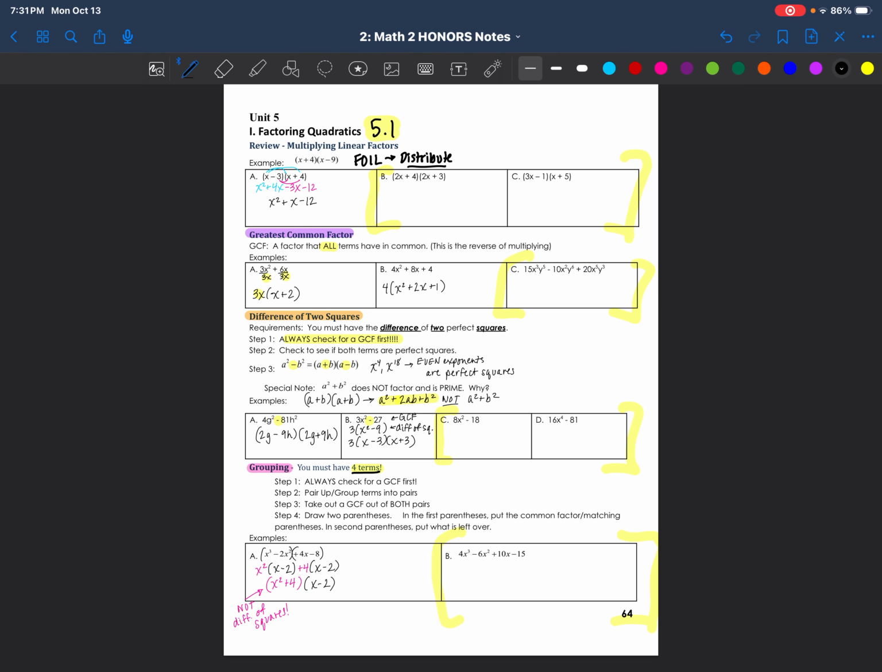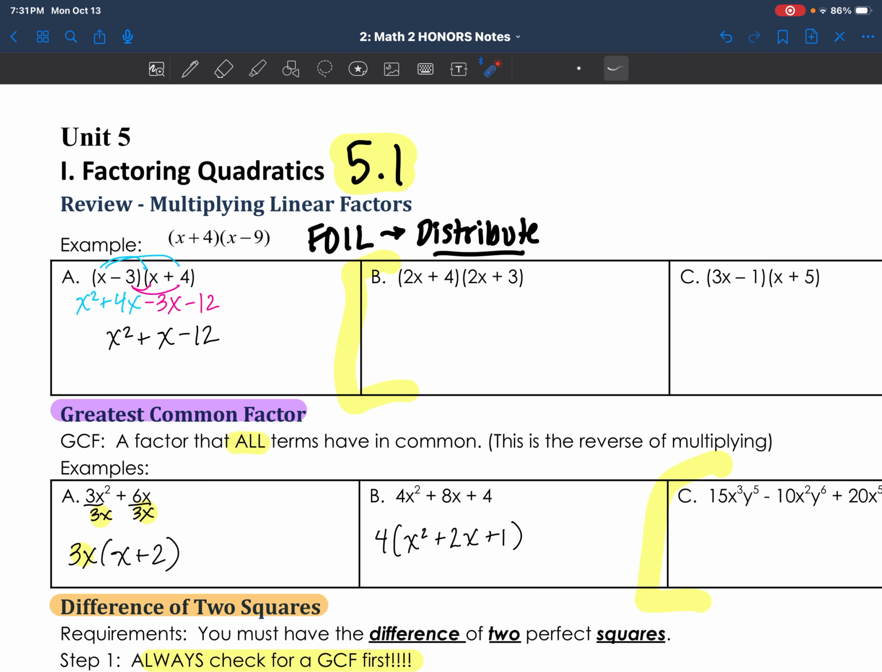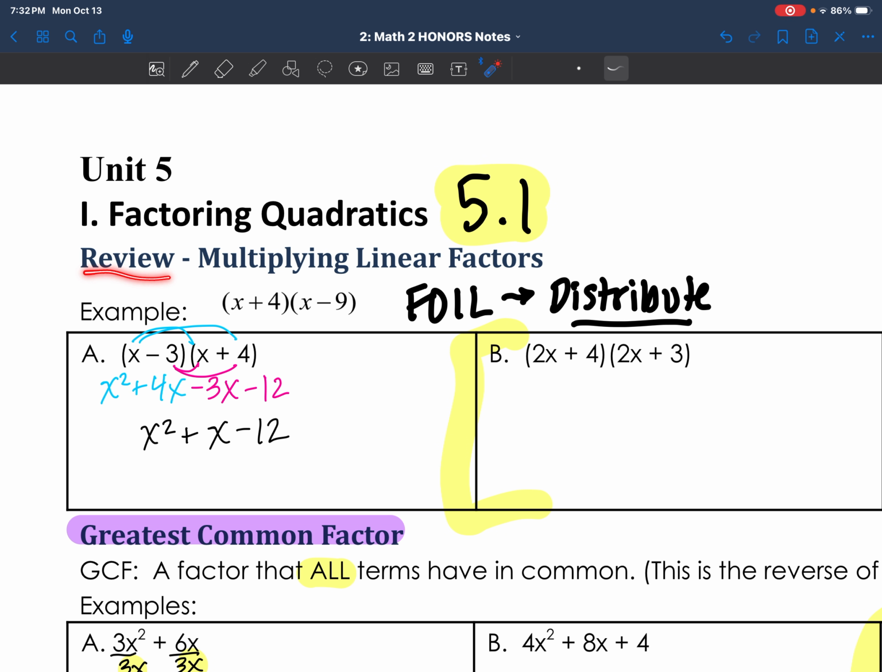All right, today what we're going to talk about is different ways of factoring quadratics. Some of this is going to be a review, so we're just going to get right into it. So first, as a review, you can multiply linear factors.